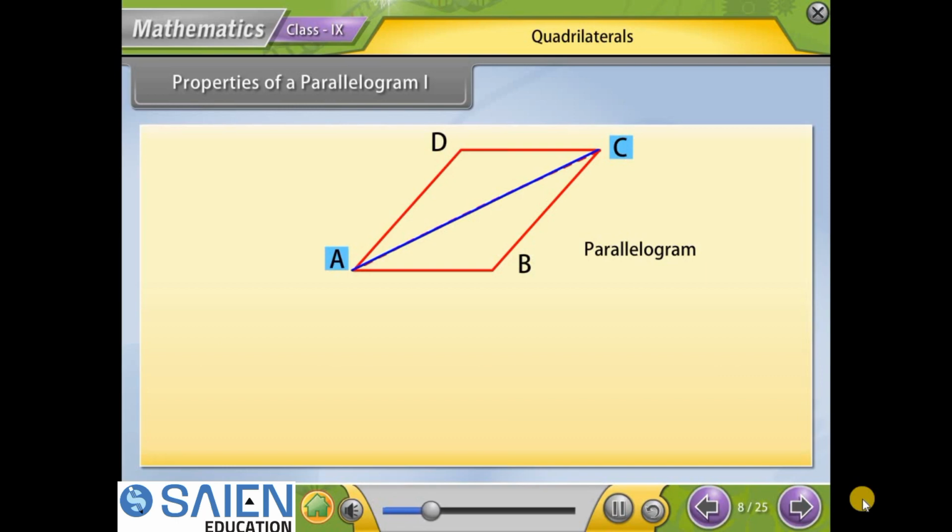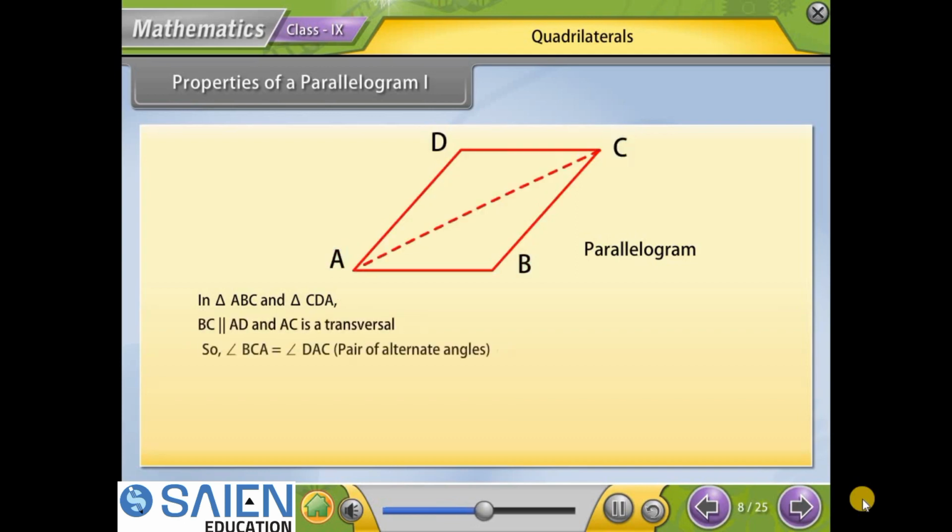We can see that the diagonal AC divides parallelogram ABCD into two triangles, triangle ABC and triangle CDA. We need to prove that triangle ABC and triangle CDA are congruent. In triangle ABC and triangle CDA, BC is parallel to AD and AC is a transversal. So, angle BCA is equal to angle DAC because these are a pair of alternate angles.